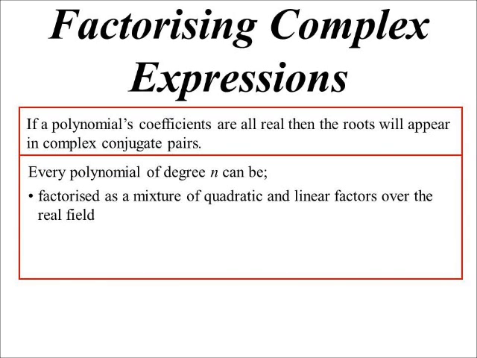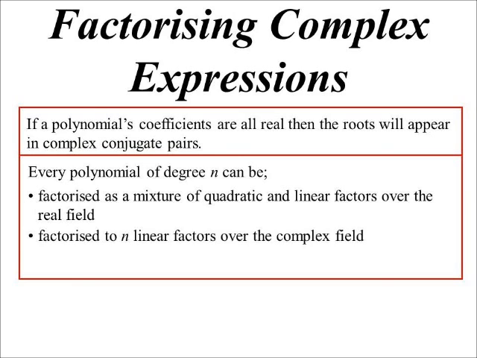Now that has a consequence. Every polynomial of degree n can be factorised, again if the coefficients are real, as a mixture of quadratic and linear factors. The linear factors would be the real solutions. The quadratic factors would come from the complex conjugates, because you could combine them together, and then the sum of the roots, the imaginary part, cancels out, and same with the product of the roots. And if you were to do it over the complex field, you'd just have n linear factors, and some of those factors would be complex.